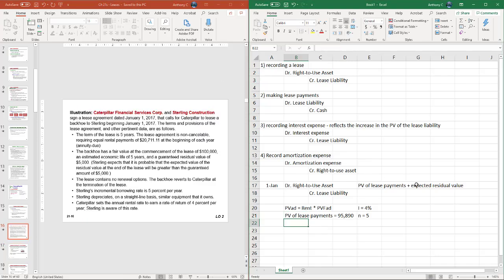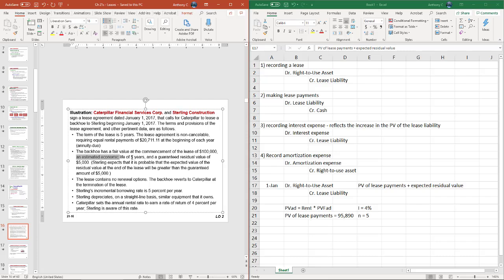All right, second, we need to include the expected residual value. So here, the backhoe has a fair value at the commencement of the lease of $100,000, an estimated life of 5 years, and a guaranteed residual value of $5,000. Sterling expects that it's probable that the expected value of the residual value at the end of the lease will be greater than the guaranteed amount of $5,000.